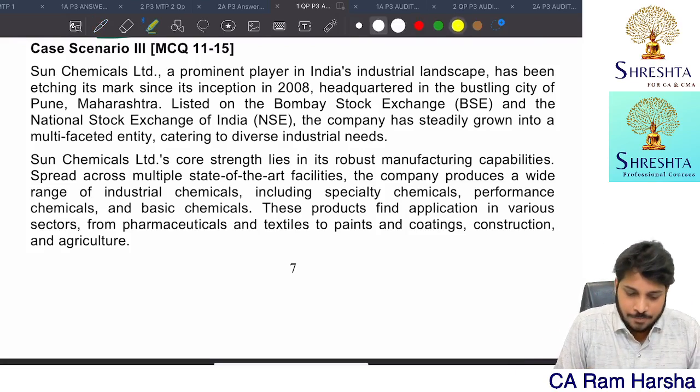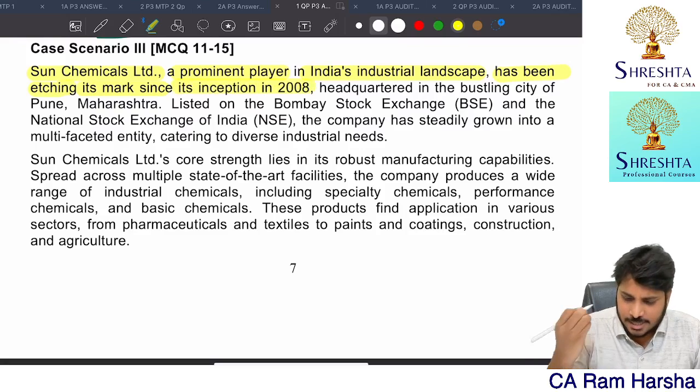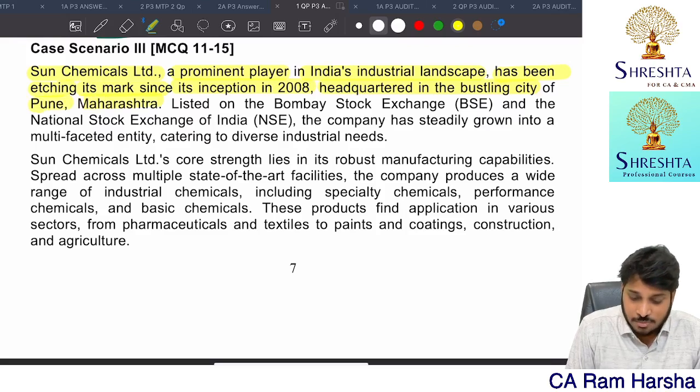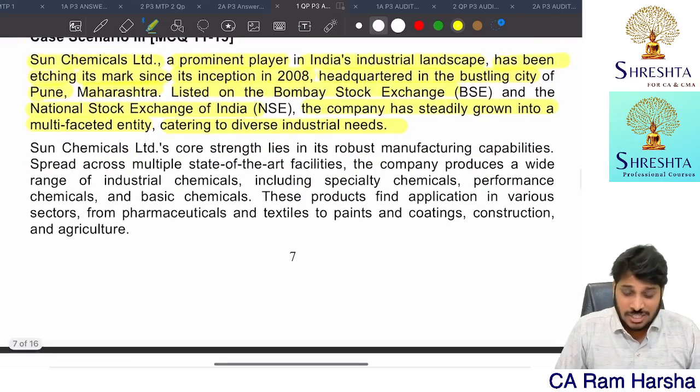Next. Sun Chemicals Limited, a prominent player in India's industrial landscape, has been etching its mark from its inception in 2008, headquartered in the bustling city of Pune, that is Maharashtra. Listed on BSE and NSE, the company has steadily grown into a multifaceted entity catering to diverse industrial needs. Okay, no useful information in this, just that it's a listed entity.